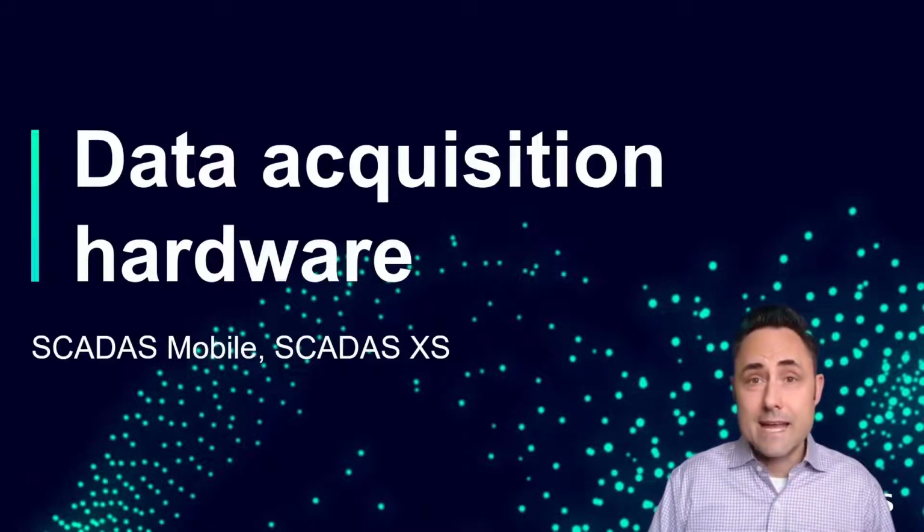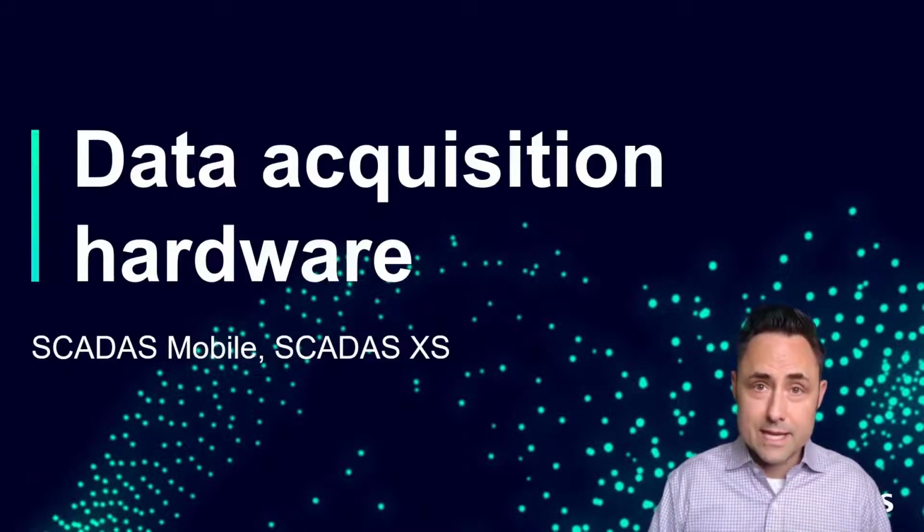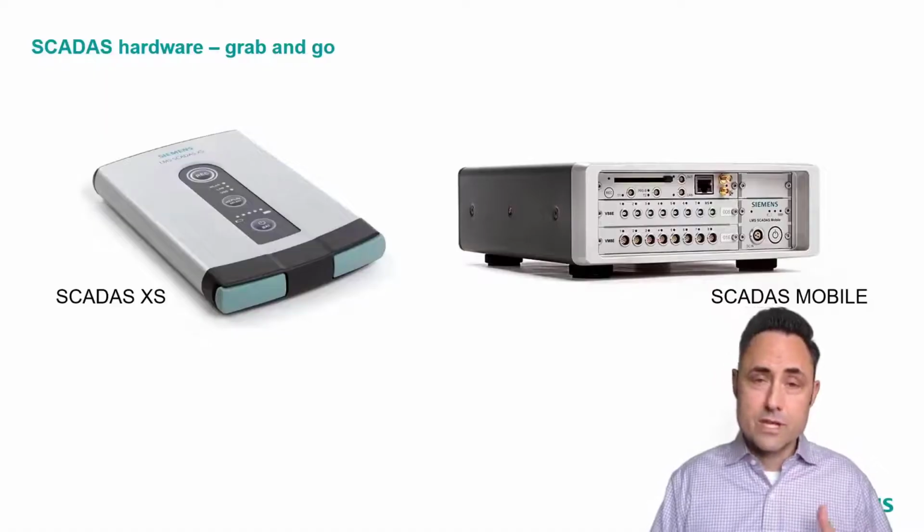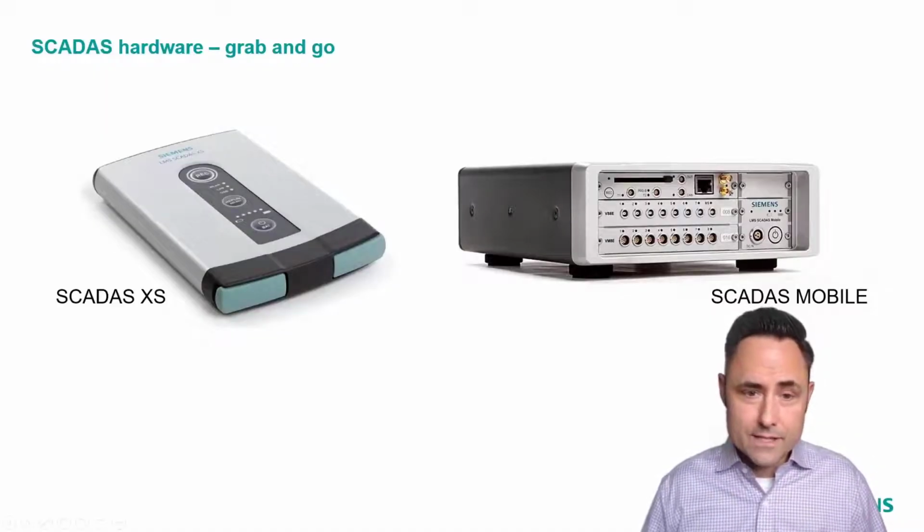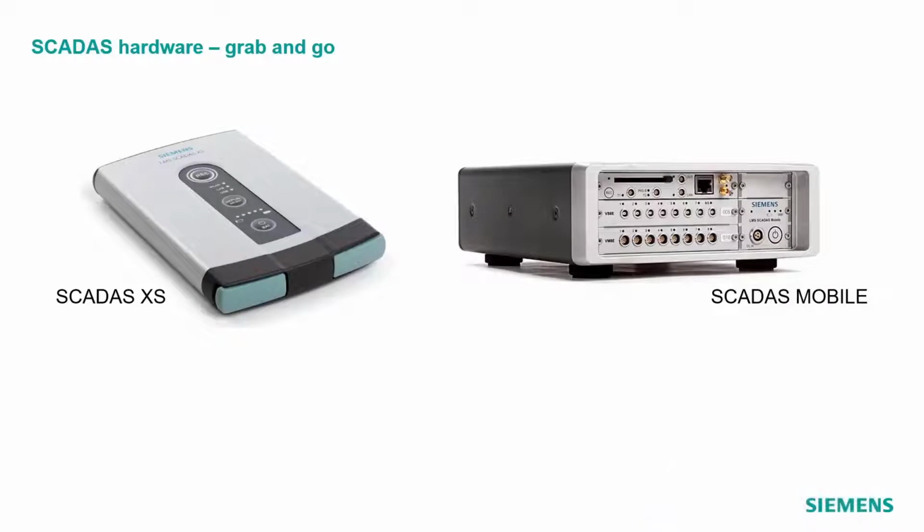Now, in order to take any data with SimCenter Test Lab, we're going to need some data acquisition hardware. That is, of course, the SCADIS hardware. And in this case, we have primarily two flavors of the SCADIS hardware. The SCADIS XS, which is the smaller handheld unit on the left there, and then the SCADIS Mobile family, which comes in various sizes depending on your channel count requirements and things, but it's all basically this same sort of chassis design. And again, we're focusing on what I'm calling grab and go measurements here today.